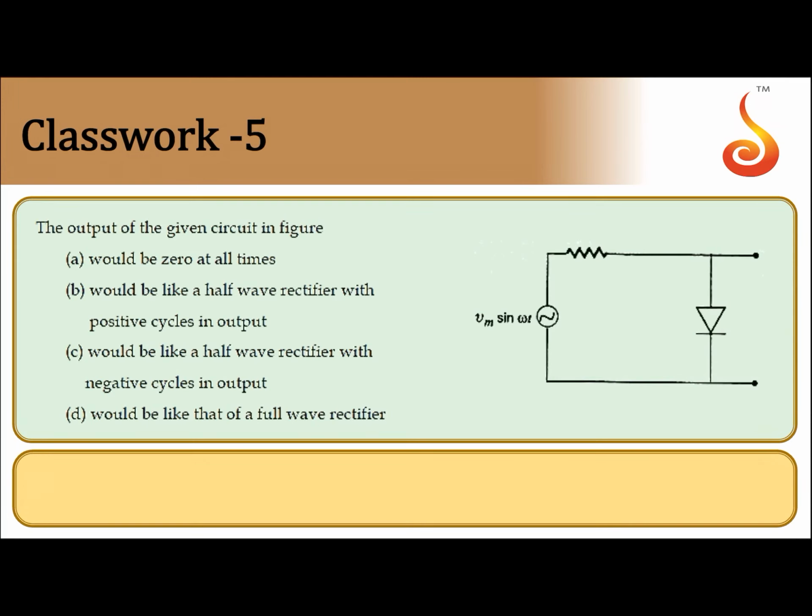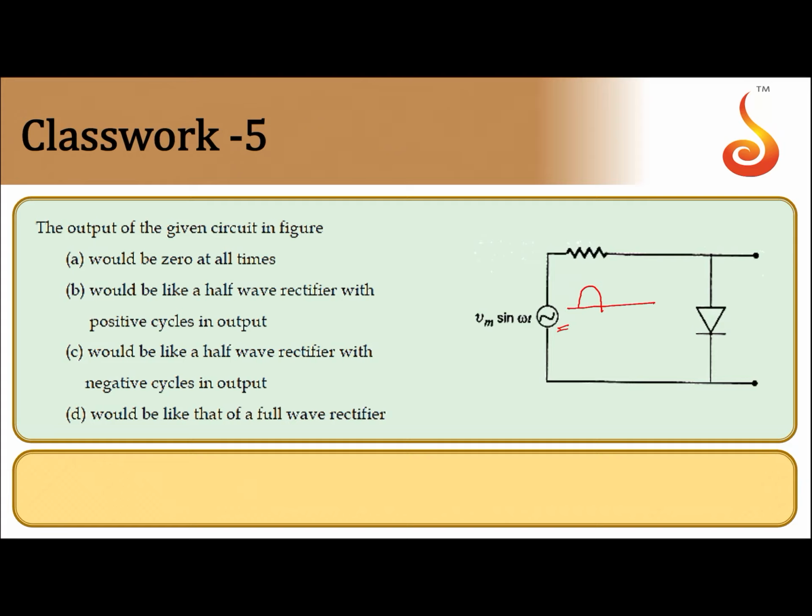Next, the output of the given circuit in figure would be: 0 at all times; like a half wave rectifier with positive cycles in output; like a half wave rectifier with negative cycles in output; or like that of a full wave rectifier. See here we have a diode and this is the input AC. So during the positive half cycle, that means when this is the input, then output will be 0.